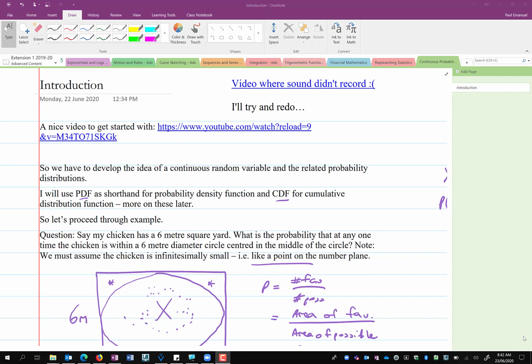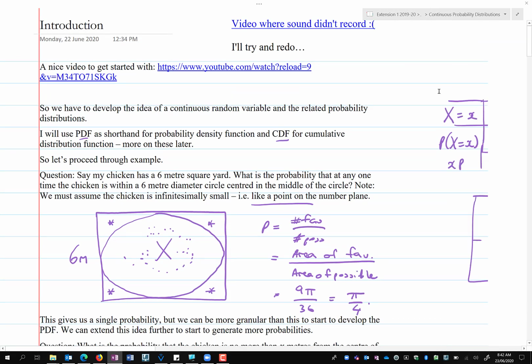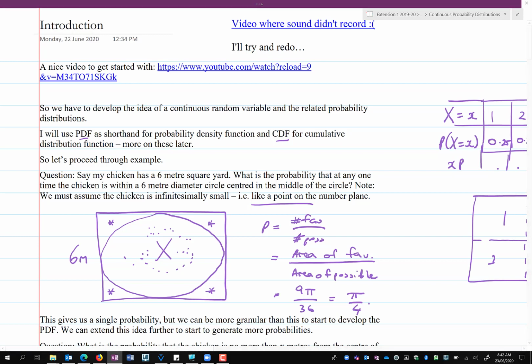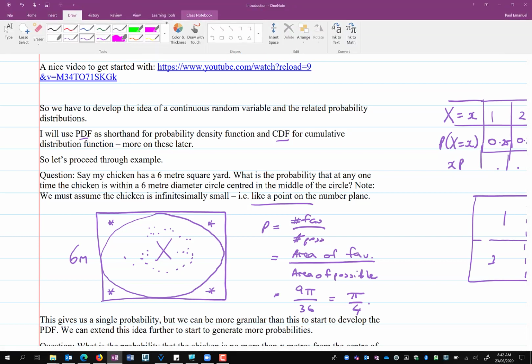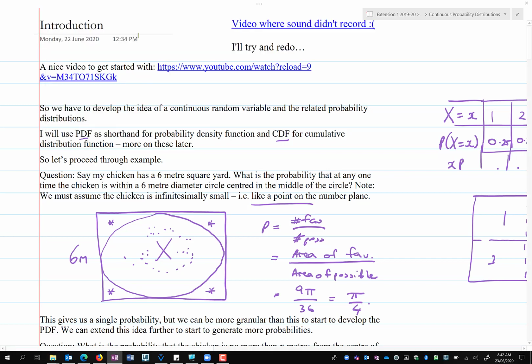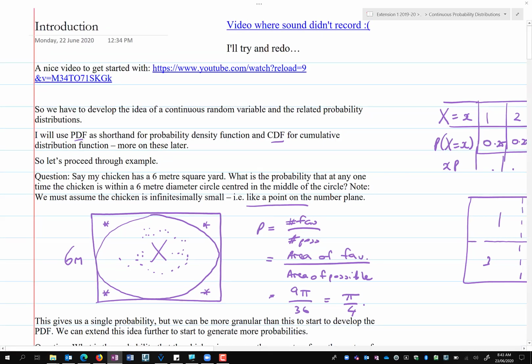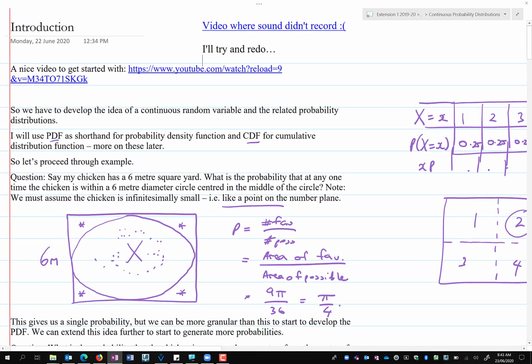Right. I'm not going to flip the screen around this time because I think that's what made the audio stop. And I'm just going to talk through, quite briefly, what I talked about, just so it's on record, I suppose.